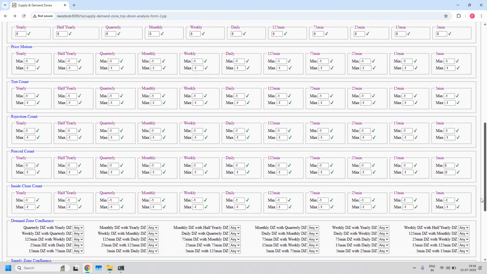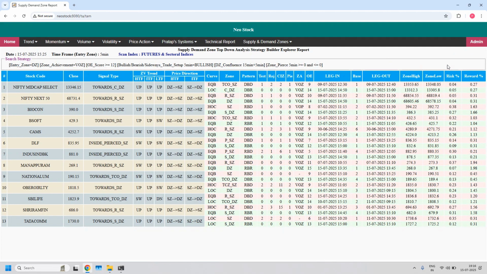In the demand zone confluence, I am setting the filter 5 minutes demand zone with 15 minutes demand zone confluence. I enable the filter. We got 13 stocks. In all these 13 stocks, 5 minutes demand zones are overlapped with 15 minutes demand zones, and the 15 minutes trend is uptrend in all the stocks.